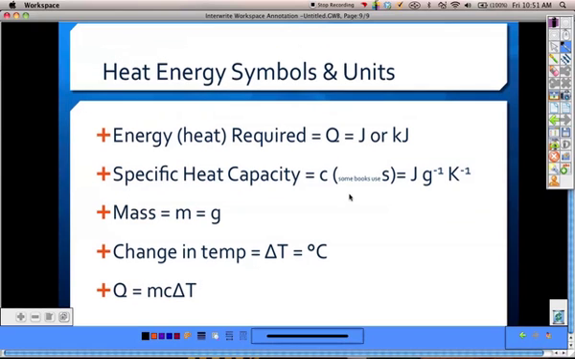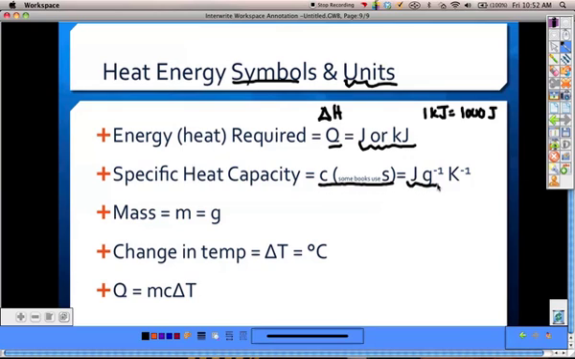So first of all, how do we use these symbols and units before we put them into an equation? So the energy or the heat required has a symbol of Q. So our symbols, we have Q, or sometimes you'll see it as delta H. The units that we use for this are joules or kilojoules, which, if you remember yesterday, 1 kilojoule is equal to 1,000 joules.